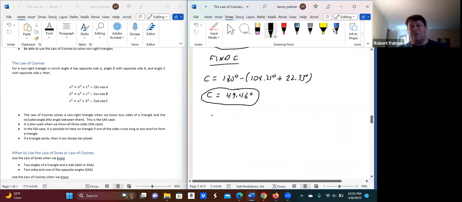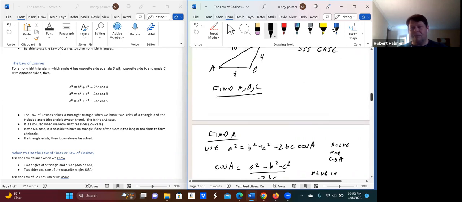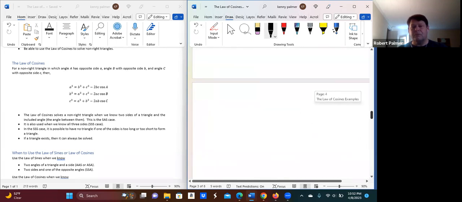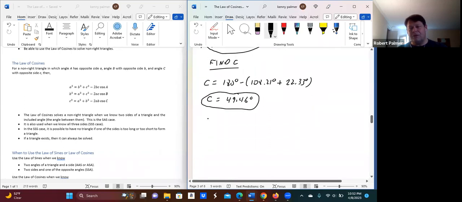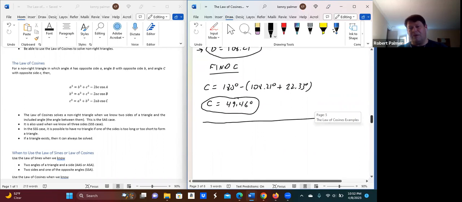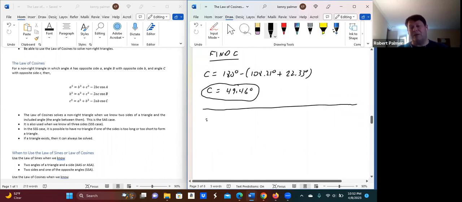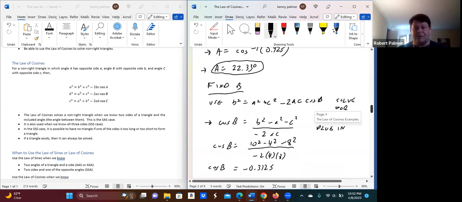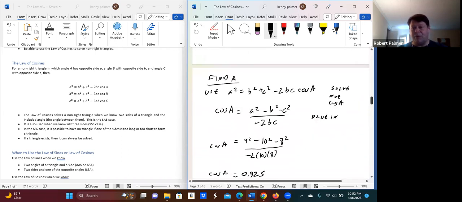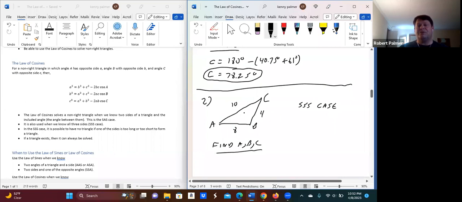Okay, let's take a look at one more example. What I want to look at here is what happens if we have three sides that don't actually make a triangle. So let's take a look at this. Let's take the last example and modify it. So in this last example, we had these three sides. So what if this side here, instead of being 4, was only a length of 1?